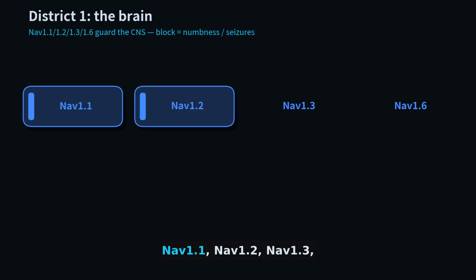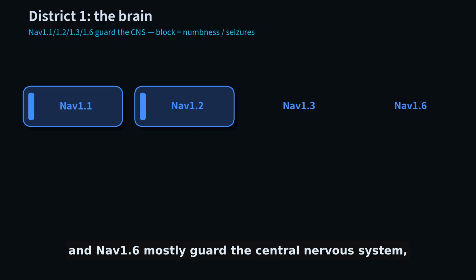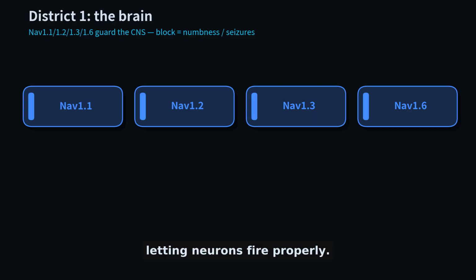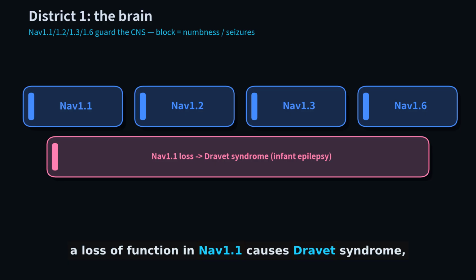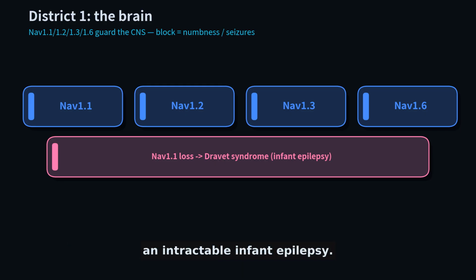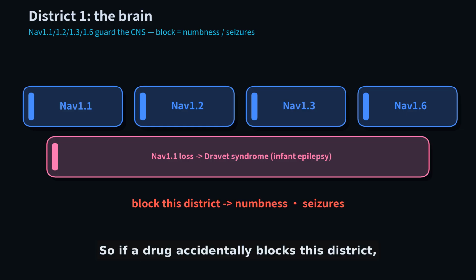District 1, the brain. NaV 1.1, NaV 1.2, NaV 1.3, and NaV 1.6 mostly guard the central nervous system, letting neurons fire properly. When they go wrong, the consequences are grave. A loss of function in NaV 1.1 causes Dravet syndrome, an intractable infant epilepsy. So if a drug accidentally blocks this district, at best it brings numbness, at worst seizures.